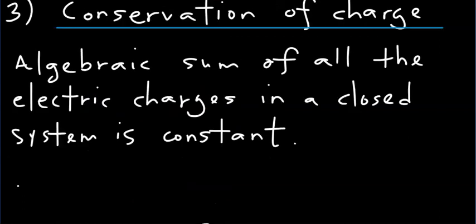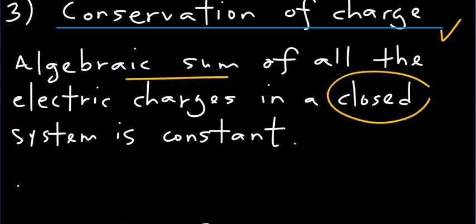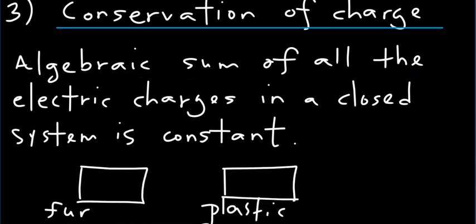Point number 3 is conservation of charge, meaning the algebraic sum of all the electric charges in a closed system is constant. To understand this, let's assume initially we have fur and a plastic rod. Both are initially neutral, meaning the number of positive charges and negative charges inside of them are identical. So they are neutral objects. So the net charge of this closed system that consists of fur and plastic rod is 0.